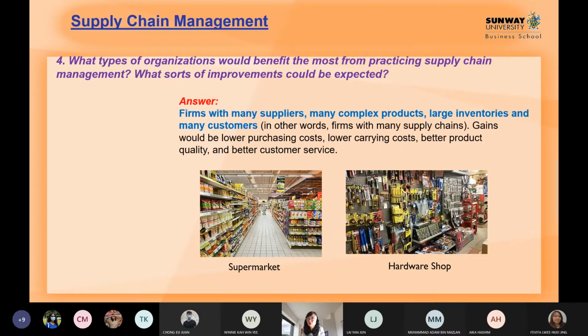What does the organization benefit the most from practicing supply chain management? The firm with a bigger organization needs more suppliers. They have more complex products. They have so many inventory categories. So they are the firms with many supply chains, because they can purchase in a big quantity, so they can ask for a discount, a quantity discount.